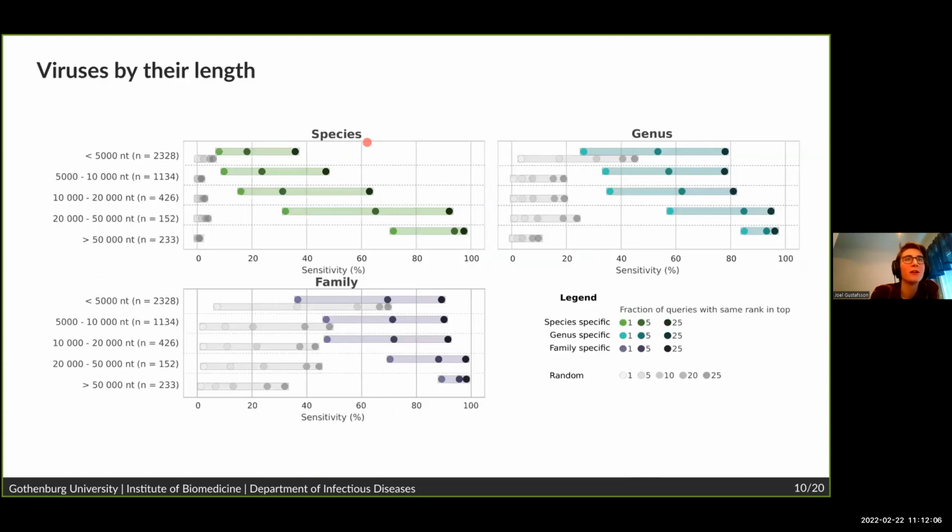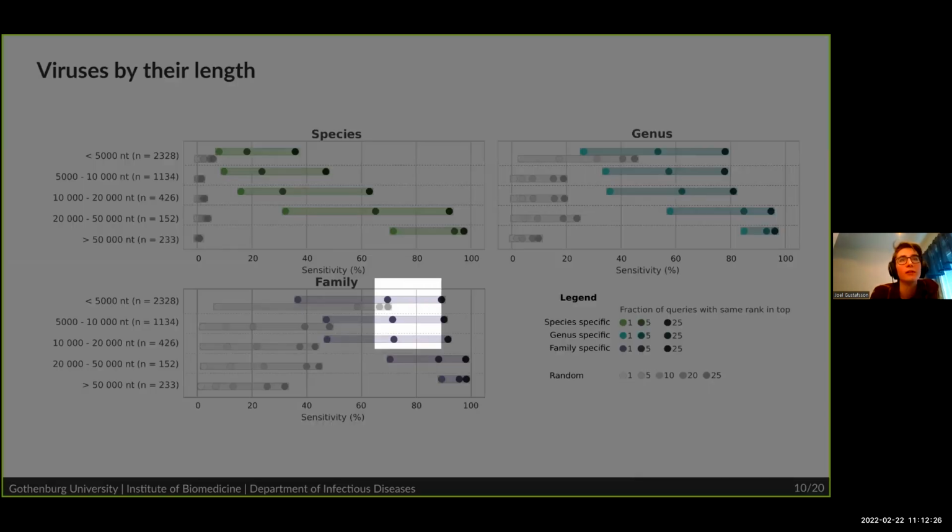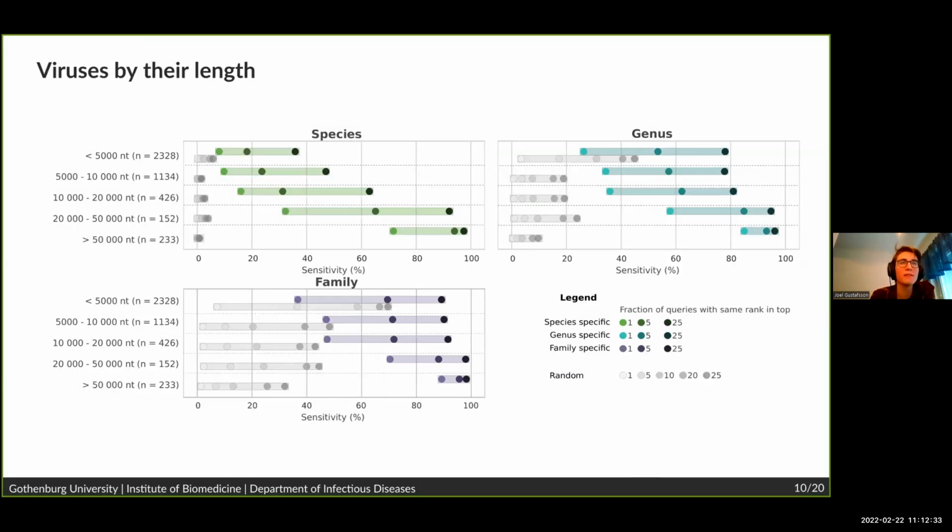So if we instead look at the genus and the family of viruses, we see that if we look at the top 5 hits, in more than 50% of cases, we have the same genus, for both the query and the signature. And for the family, we have even more, above 70% of cases that's true. So what this means, or at least how we interpret this, is that there does seem to be some preference for k-mers within these viral genomes.